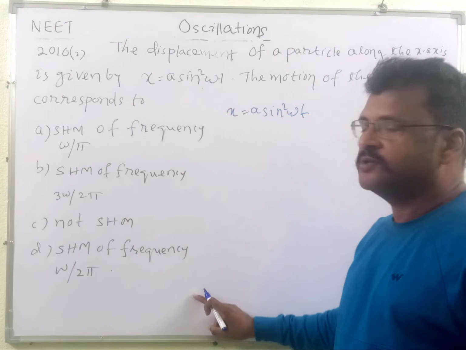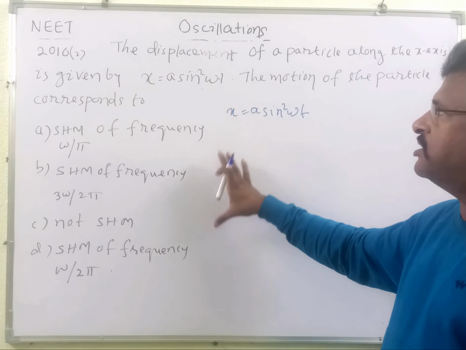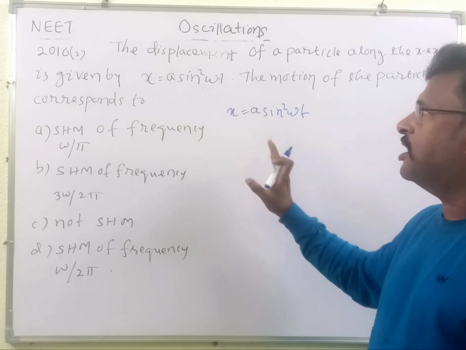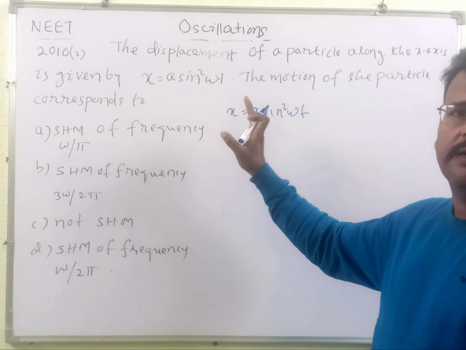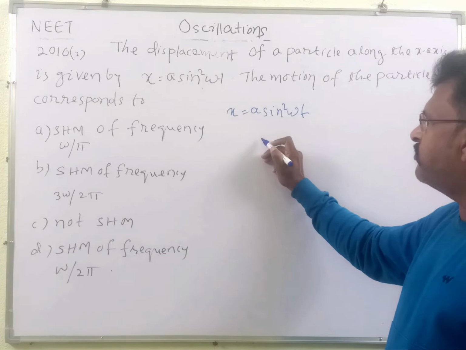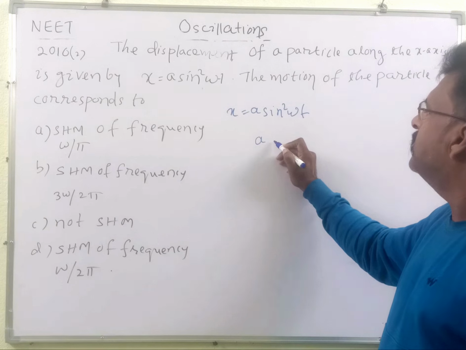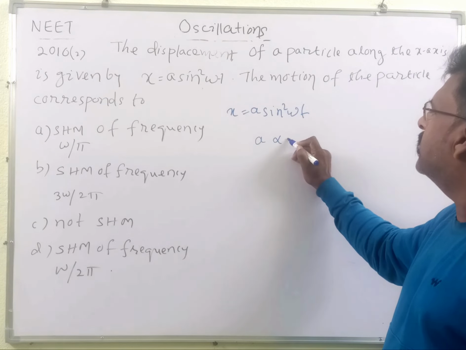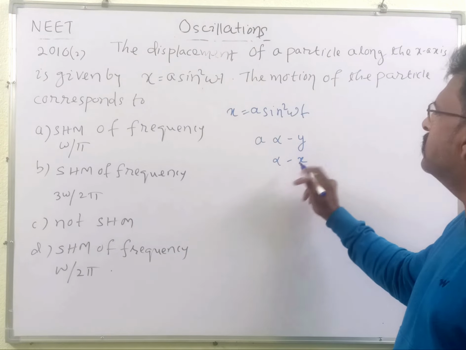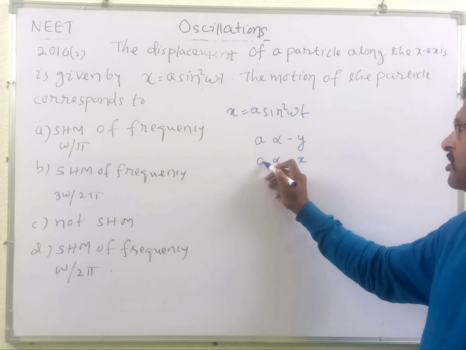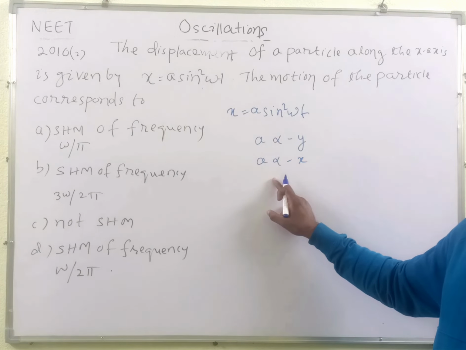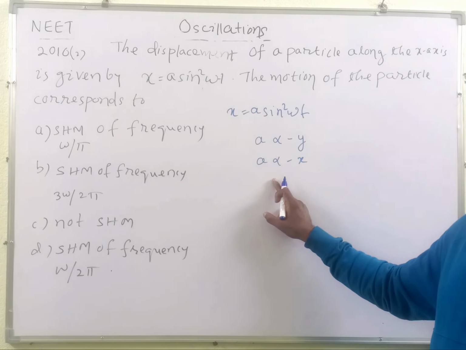So there are four options given, student. First we have to find out whether this is SHM or not, simple harmonic motion or not. And how can we find whether a motion of the particle is simple harmonic or not? If we found the acceleration a is directly proportional to minus y or say minus x if the particle is executing motion along the x-axis, then the body is said to be executing simple harmonic motion.